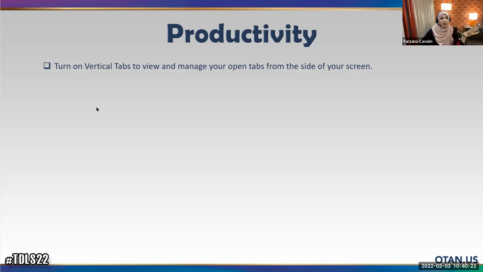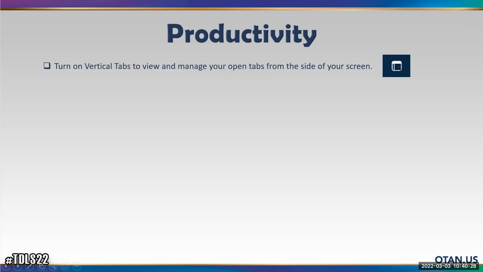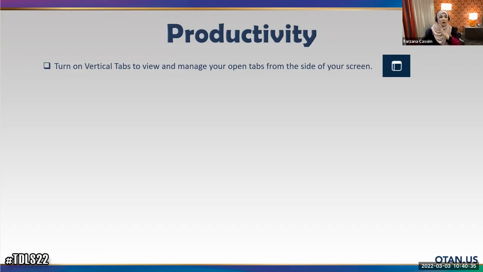So, okay, this one is called productivity. The first one would be vertical tabs. Look, the icon looks like this. If you are following along with me, go ahead and quickly take a look at it on your Microsoft Edge browser. It will always stay on the top left corner of your browser window.